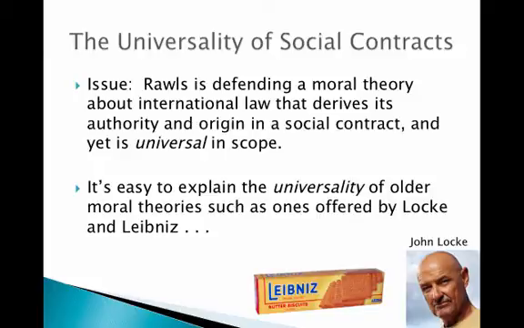He starts off explaining his social contract approach to getting this law of peoples. So here's an issue. Rawls is defending a moral theory about international law that derives its authority and has its origin in a social contract. Yet this is a theory that is going to be universal in scope. By universal, it means it will apply to all rational beings, or all human beings, for example. So, he mentions that it's easy to explain the universality of older moral theories, such as ones offered by Locke and Leibniz. Those are two Enlightenment philosophers.